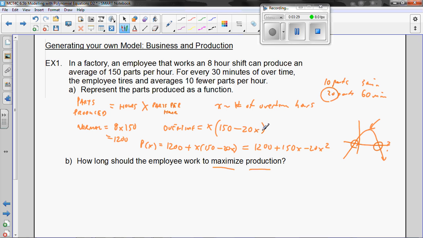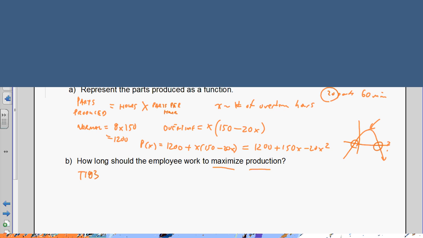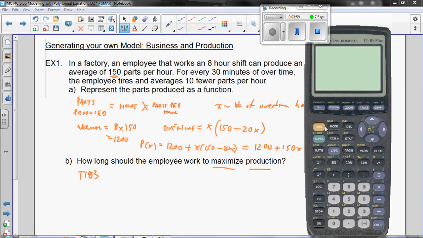And we can see, for instance, if they work 7 hours of overtime, which is illegal, I think, that for 7 hours of overtime, they're only producing 10 parts an hour, where it's usually 150. So there's a balance there, right? How long should the employee work to maximize production? Well, how do we do this? We skip to the TI-83. So I'm going to put that function into the TI-83 and look for a maximum.